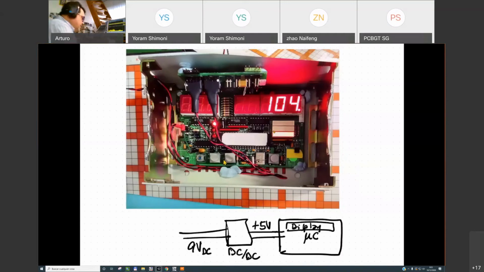So in my picture, this is the input of the 12 volts or the 9 volts, 9 to 12 volts, something like that. This is the cable coming in this direction, and it goes to the VIN of the DC-DC. This is in yellow color. This is the output, 5 volts, coming in these wires in this direction.